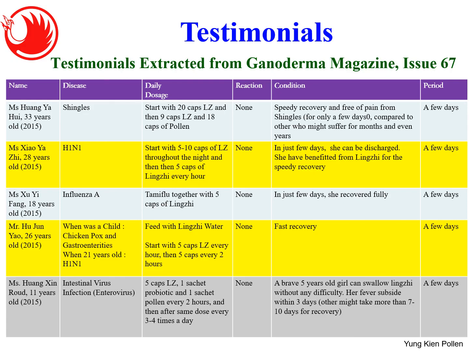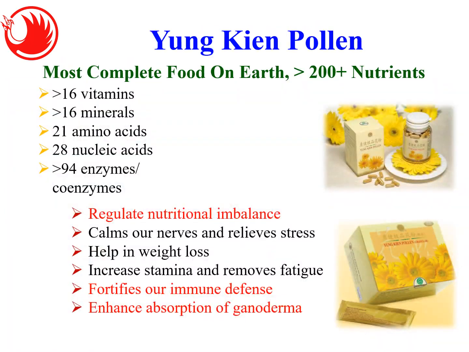Okay, I'm going to move on to talk about some other products from Songho that help the immune system fight all these viruses or invaders. One of them is pollen. We all know that people always advise, even the doctor says, you might need vitamin C to enhance your immune system. Yeah, we have a Yongkian pollen. It's a very natural food, containing more than 16 vitamins, 16 minerals, 21 amino acids, 28 nucleic acids, 94 enzymes.